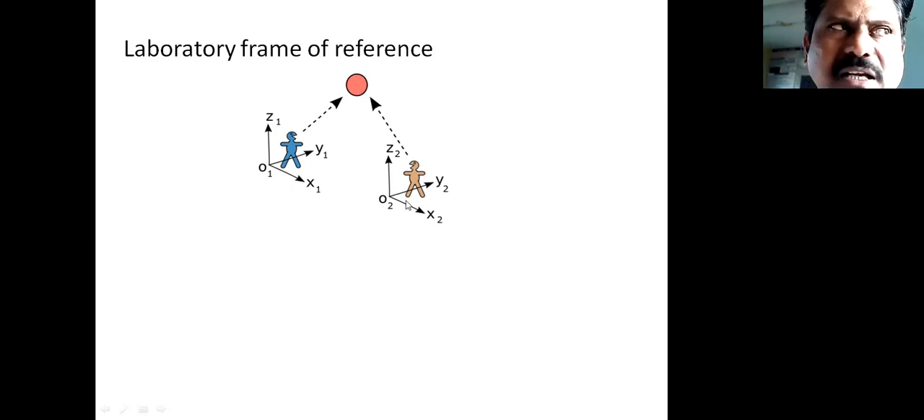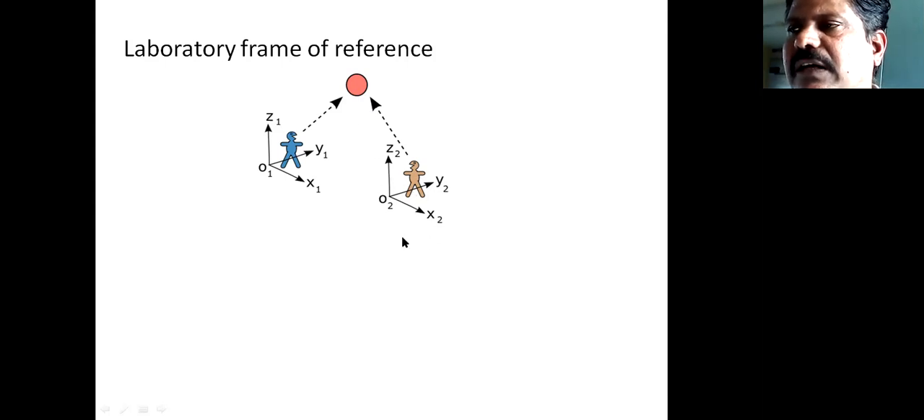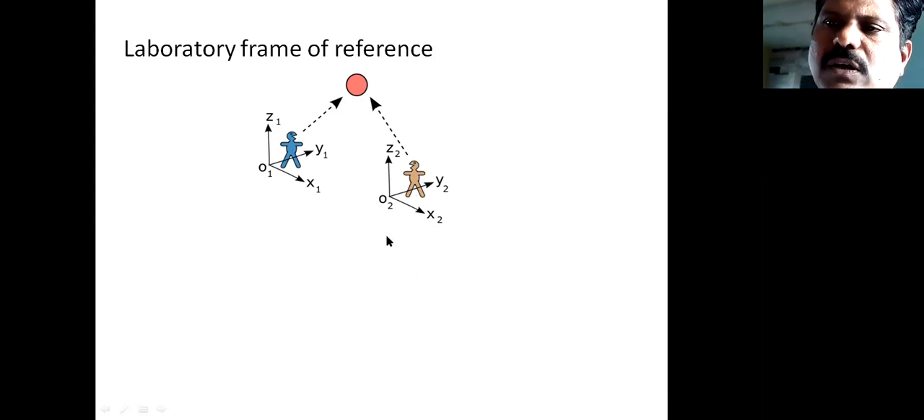Similarly, x2, y2, and z2 is another coordinate system. Here O2 is the person who is situated at this point, and he is observing the same event which is taking place at these positions. So he is also measuring the position, velocity and acceleration of this object. Such frames we are calling laboratory frames of reference. Okay.